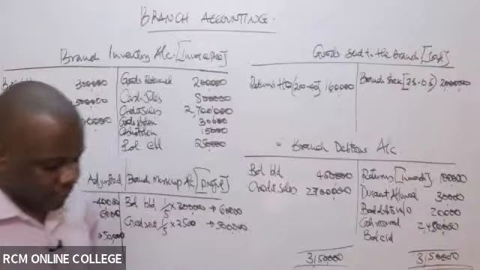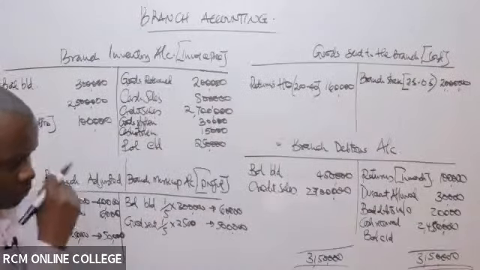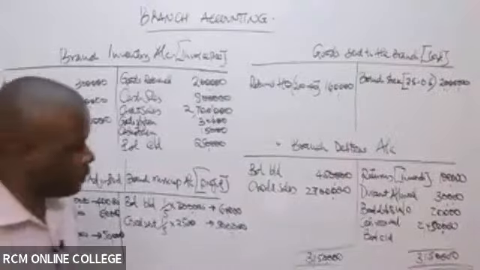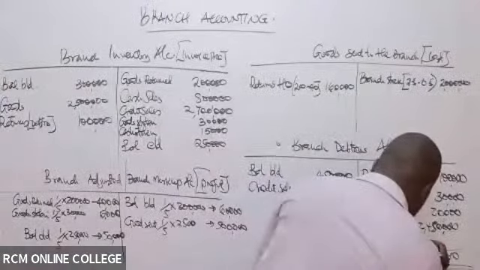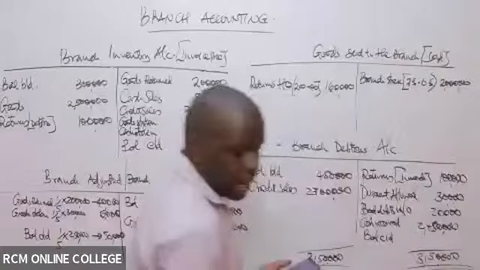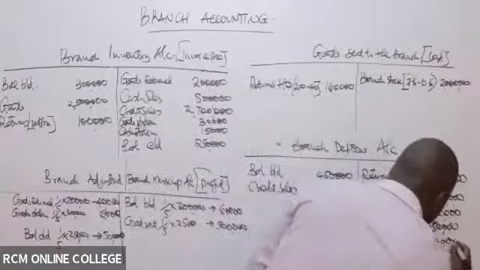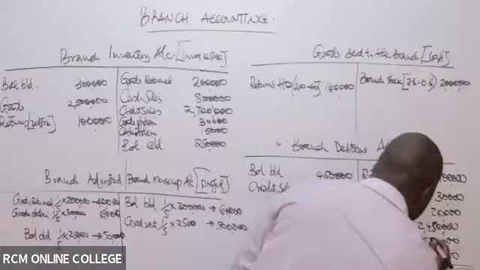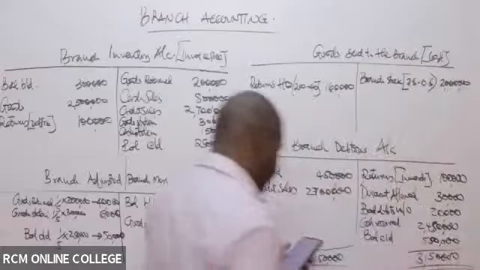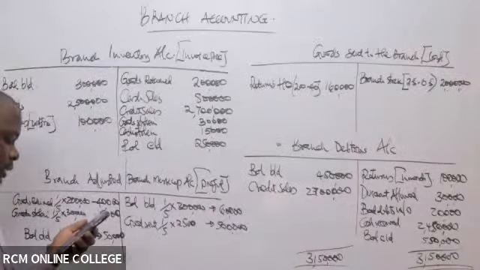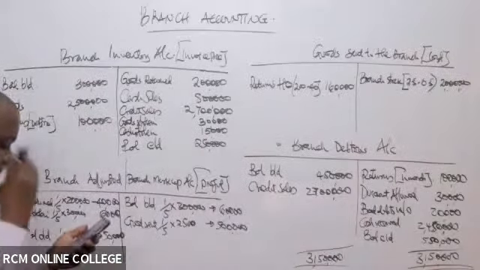The balance carried down you are getting here for the branch debtors. I can see you're saying 550,000. So 550,000. It is actually correct.